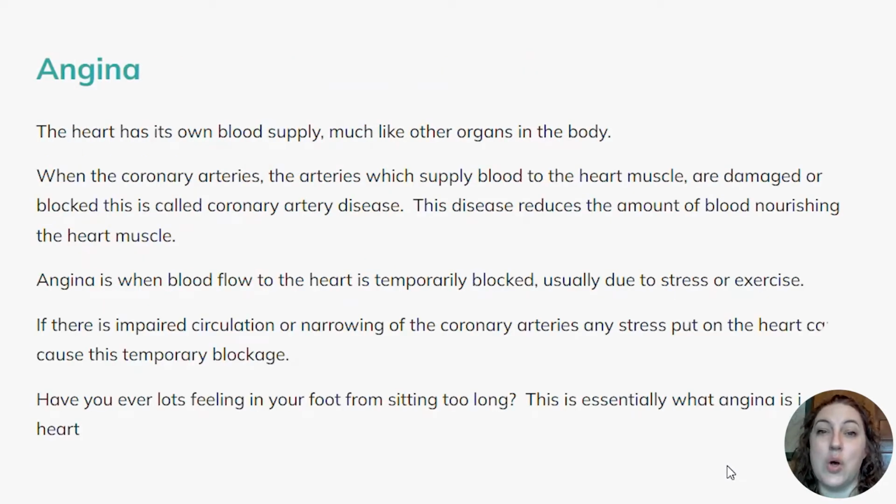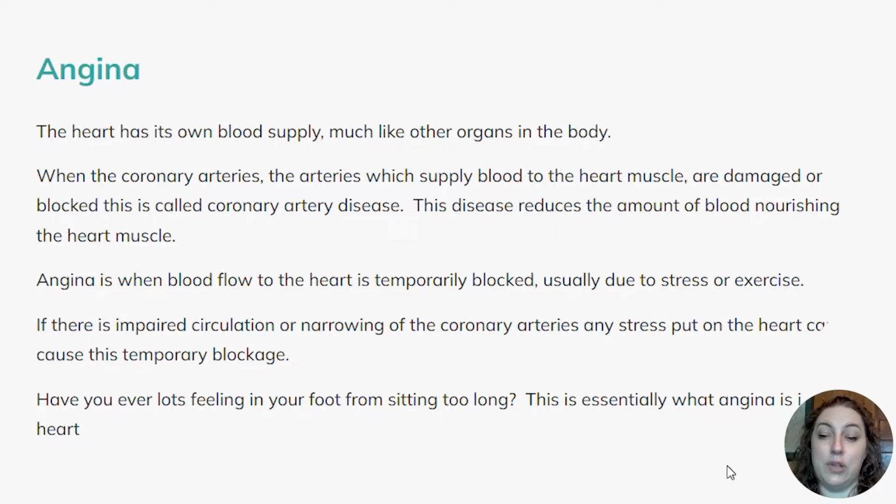The heart has its own blood supply, much like any other organ in the body. When the coronary arteries, or the arteries that supply blood to the heart muscle, are damaged or blocked, this is called coronary artery disease. This disease reduces the amount of blood nourishing the heart muscle.